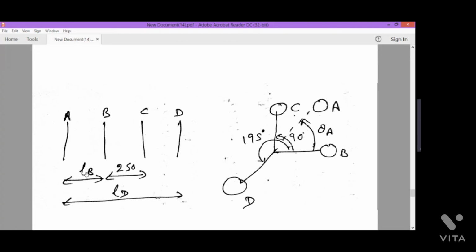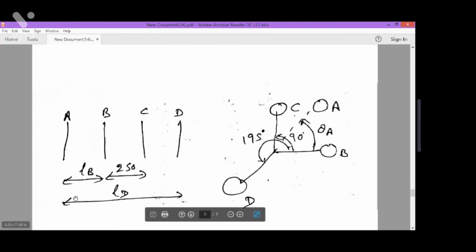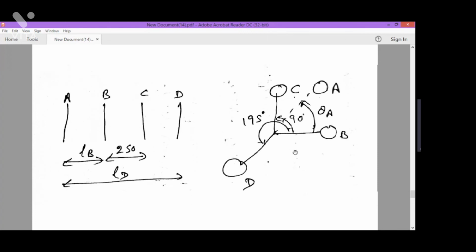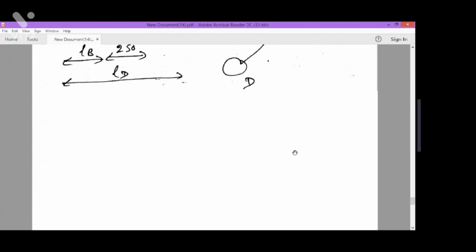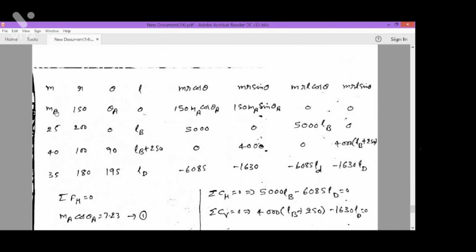Other distances I don't know. So I am assuming this as LB and I am assuming this as LD. So I have taken A as reference for distance. So A is reference for distance, B is reference for angles. Now when you fill the table here, all the masses are given to you. Four masses. Radii of rotation is given to you. Whatever angles we know, mark those angles here. Here B is 0 means theta B is 0. A is reference means distance for A is 0.